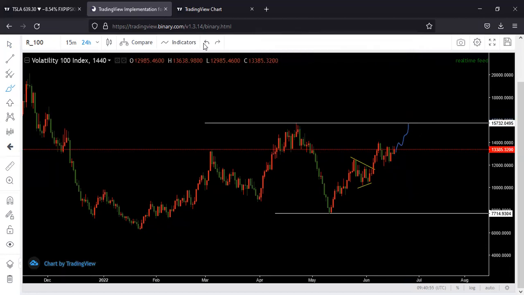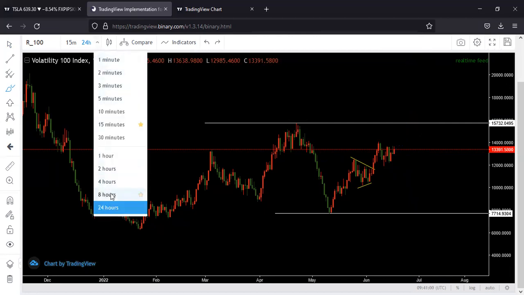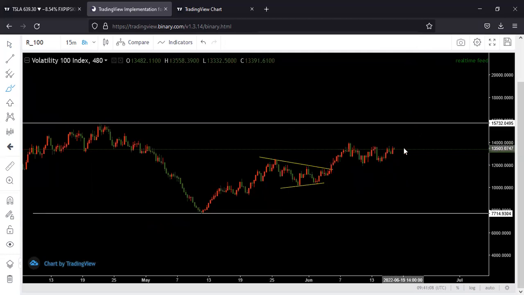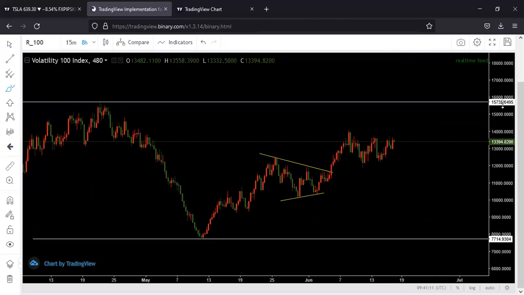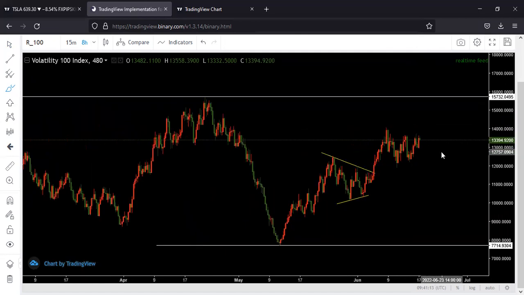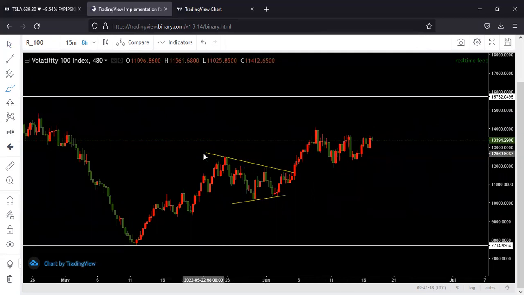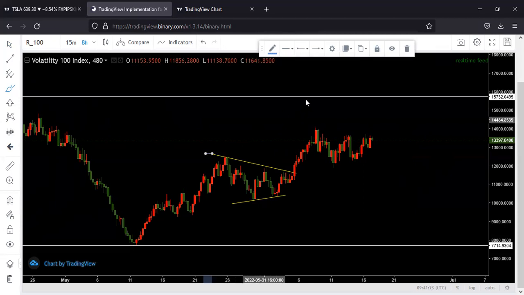Now, without wasting our time, we are going to the 8 hours time frame. What I want you to remember is this: make sure you zoom in and out so that you can see the good picture. I'm going to zoom in first of all so that I can tweak my trend lines this way, so that I can have the good picture.